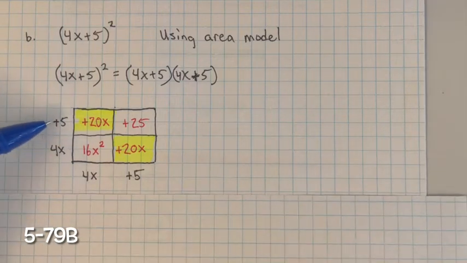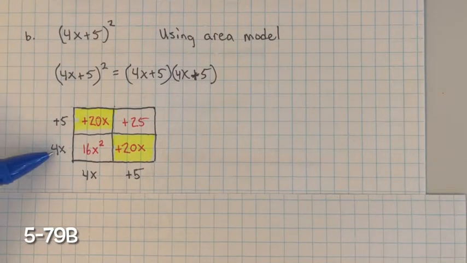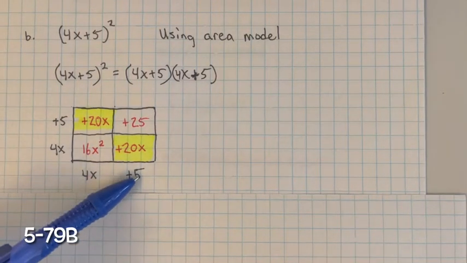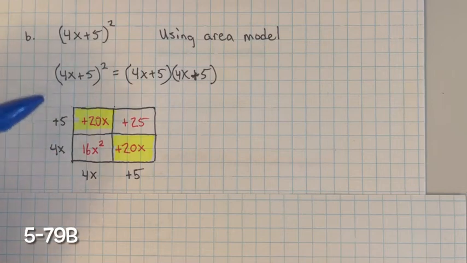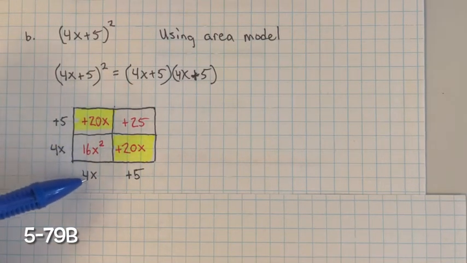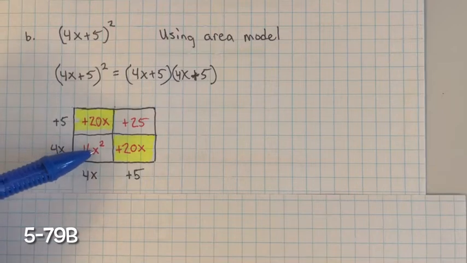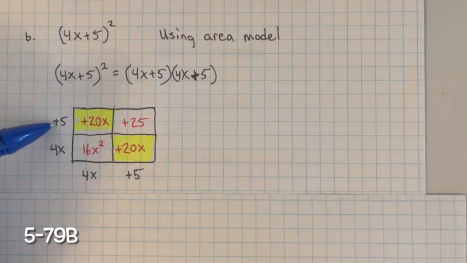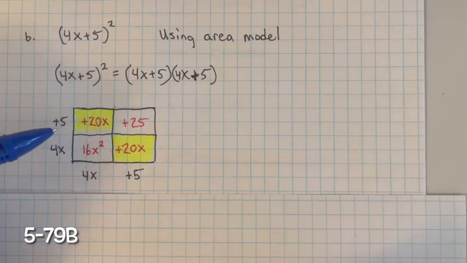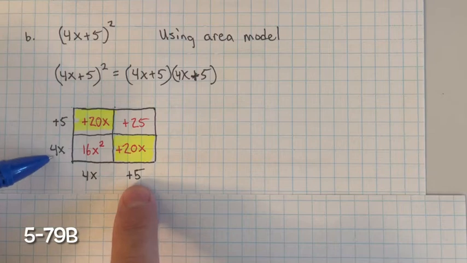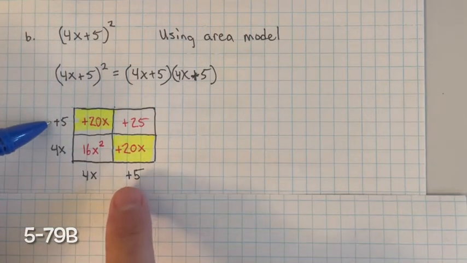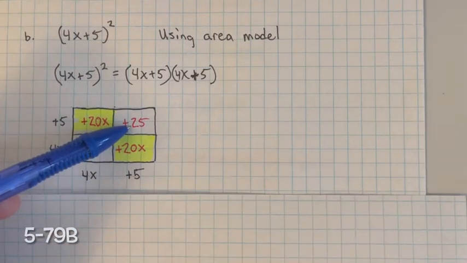And so I have 4x plus 5, so here's 4x plus 5, multiplied by 4x plus 5. And now I just go ahead and multiply for this box. 4x multiplied by 4x is 16x squared. And then 5 multiplied by 4x is 20x. And now I'm going to do 4x multiplied by 5 is 20x. And then 5 multiplied by 5 is positive 25.